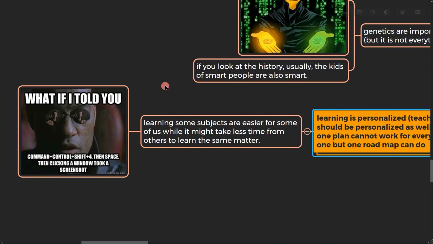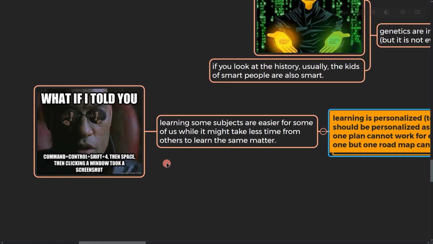But what if I told you Command plus Control plus Shift plus 4, then a space, then clicking a window took a screenshot? I mean, it's really cool.